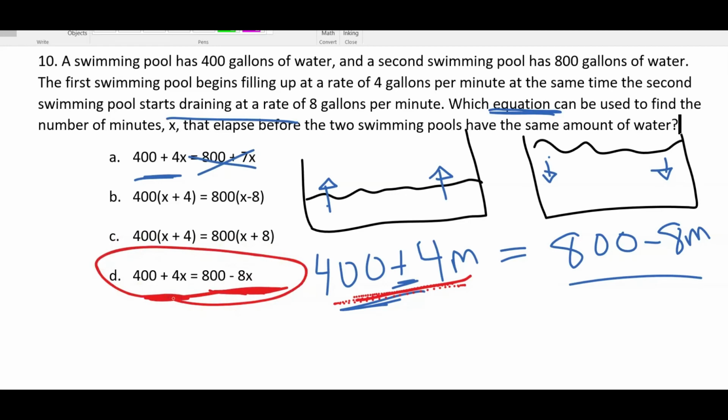These other ones, this one's going up and down, but they have parentheses. If I distribute this and try to make these look like they represent the problem, it's not even going to be close. Because then I'd be saying it's losing 400 per minute, and that's not correct at all. And same thing here. These are both plus anyway, so I know those aren't right, because one of these pools has to be draining water, it has to be losing, and one has to be gaining.